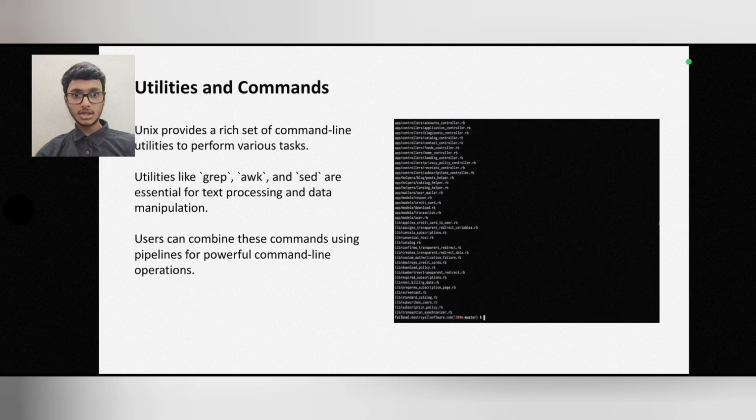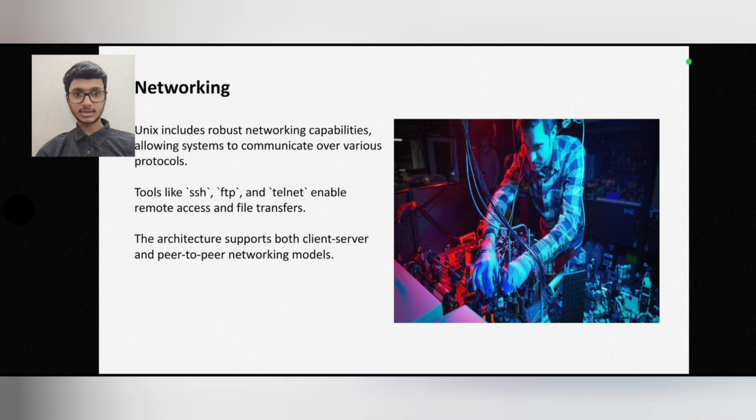Utilities and commands. Unix provides a rich set of command line utilities to perform various tasks. Utilities like grep, awk, and sed are essential for text processing and data manipulation. Users can combine these commands using pipelines for powerful command line operations.